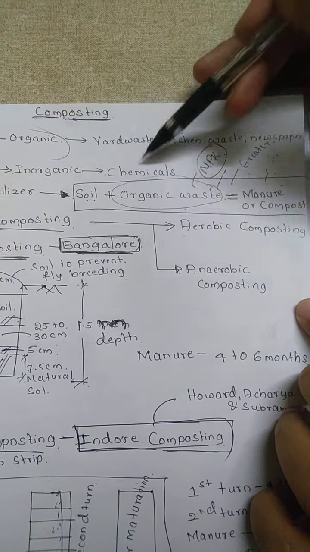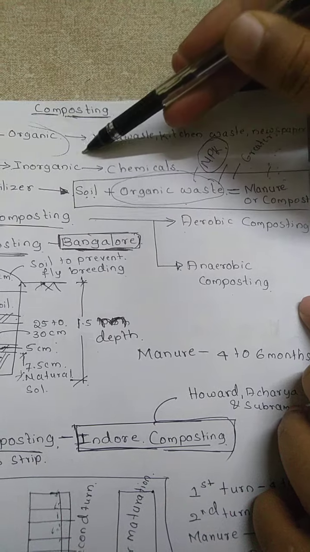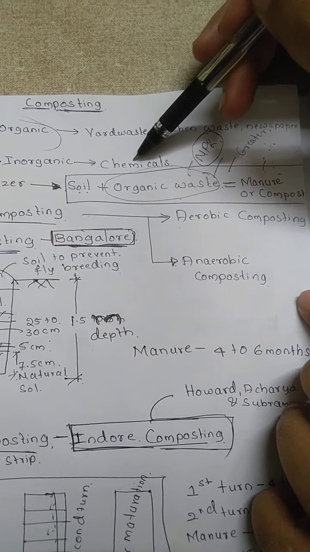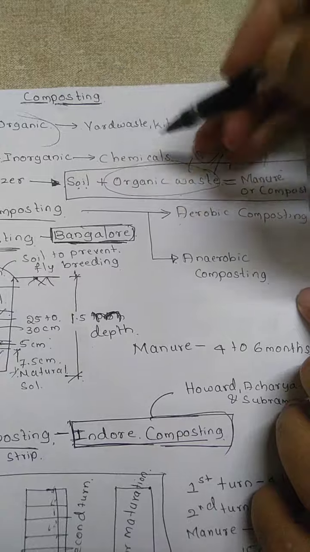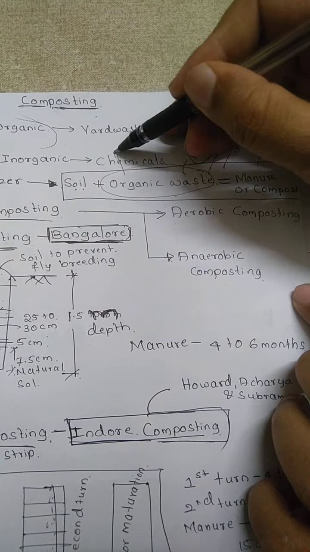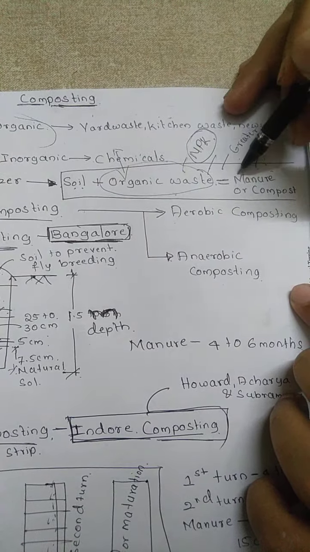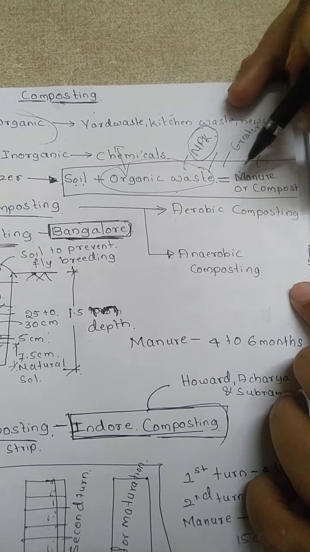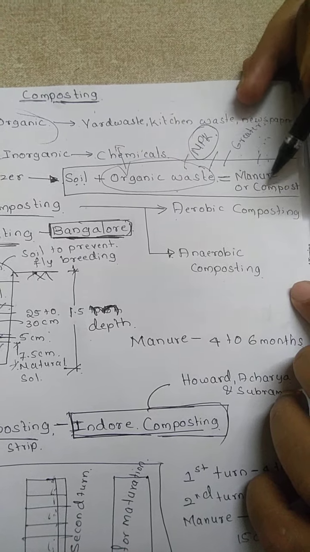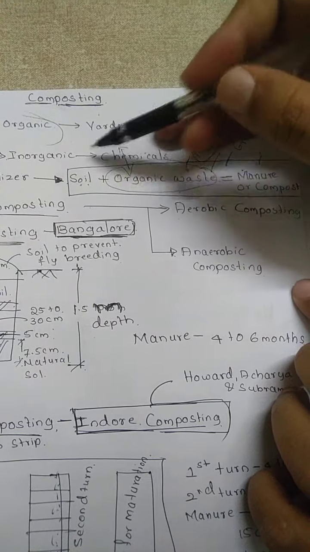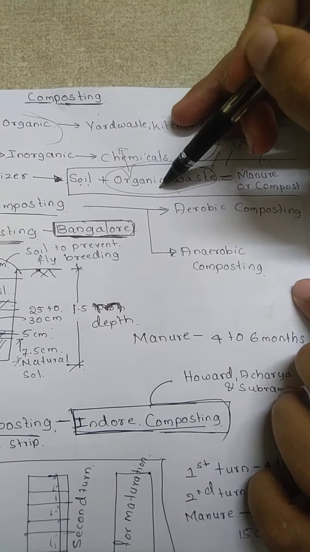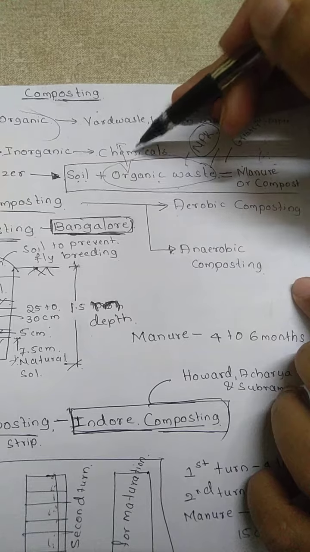Now what is inorganic composting? Inorganic composting is when we mix the soil with chemicals. Here also we get manure or compost, but it is inorganic, because we have mixed soil with inorganic materials, that is, chemicals.